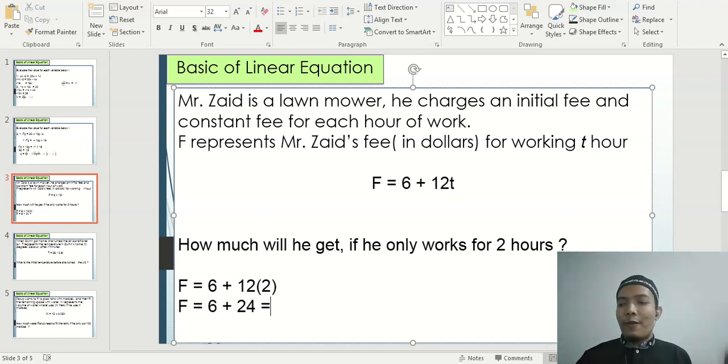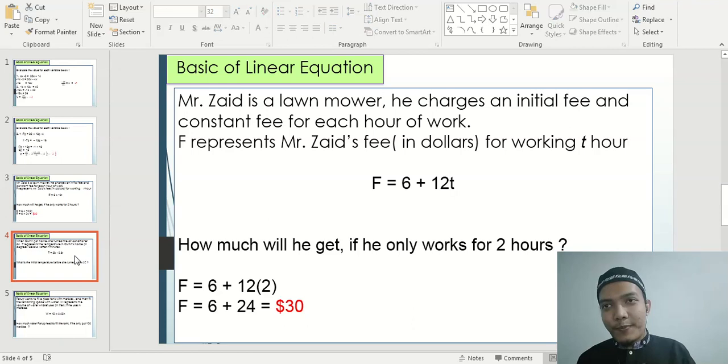Then this is a very easy task. 6 plus 24 equals 30, and this is the amount of money that Mr. Z received after mowing the lawn. Sure, this is quite a lot actually for mowing the lawn here. In dollars, because we are telling this in dollars. This is the answer. Alright, let's move on to the next slide.